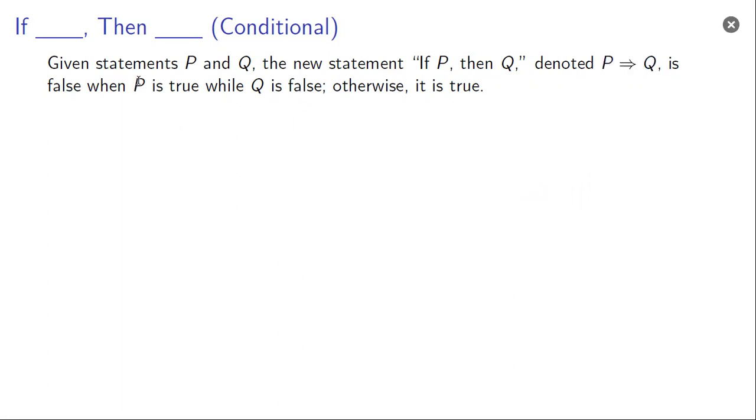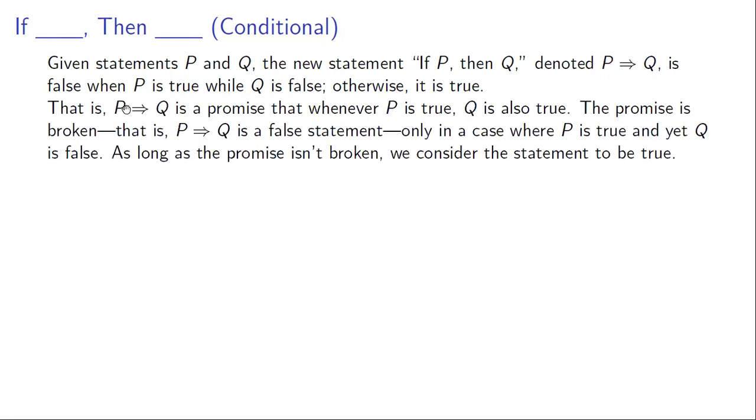In other words, the only case where this new statement is false is a case where P is true while Q is false. Otherwise, the statement is true. Here's another way of thinking about it. The statement "if P then Q" is a promise that whenever P is true, Q is also true. Now the promise is broken.